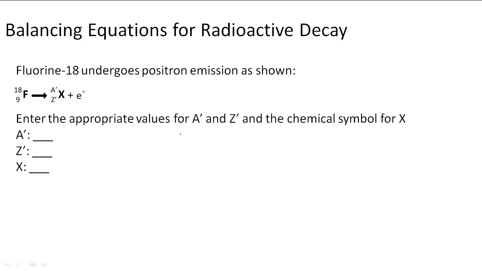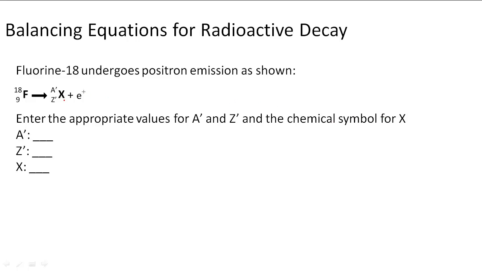Balancing equations for radioactive decay. In this problem, it says fluorine-18 undergoes positron emission as shown below. They want us to enter the appropriate values for A prime, the mass number, Z prime, the atomic number, and X, the chemical symbol for X.